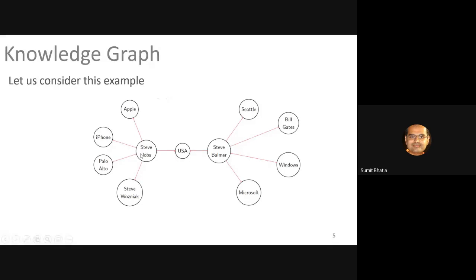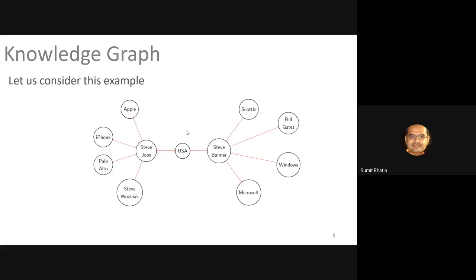So from here we see that the entities connected to Steve Jobs are Apple, iPhone, Steve Wozniak, let's say, and likewise for Steve Ballmer, the entities are Seattle, Bill Gates. You could see that these are entities we know in the real world are connected to these persons. So once again, knowledge graph is just a way to represent what we know about things in the real world, so computers can make use of it.